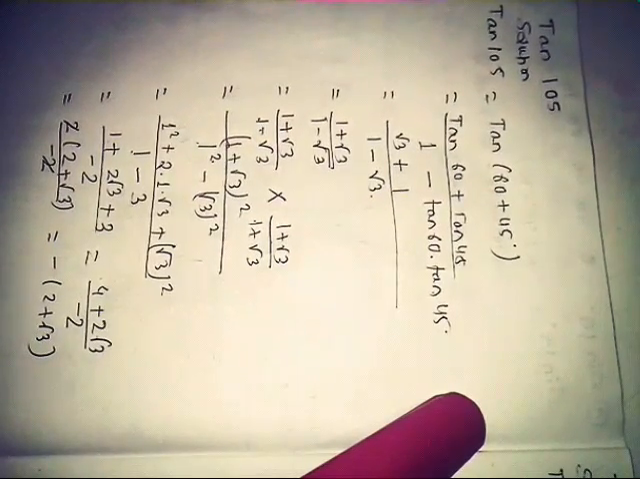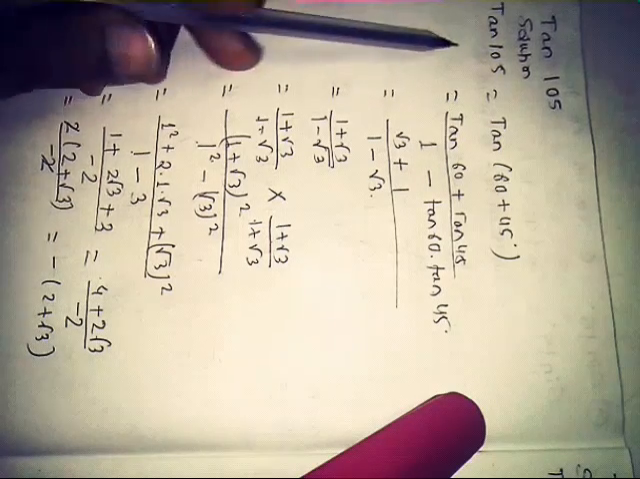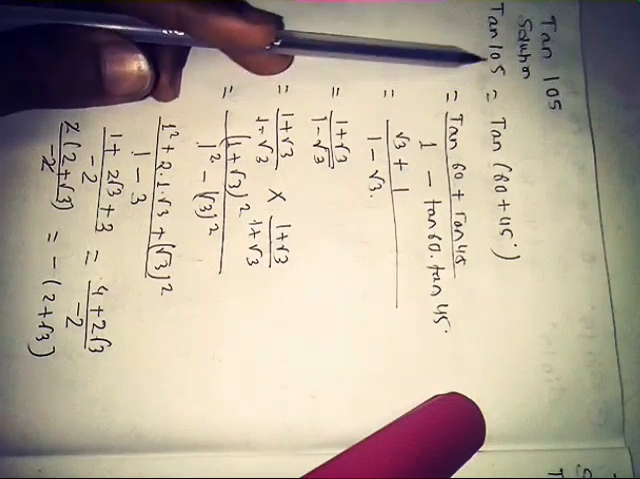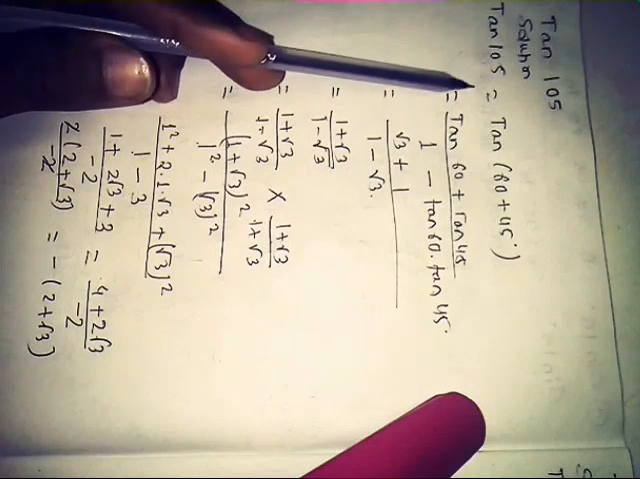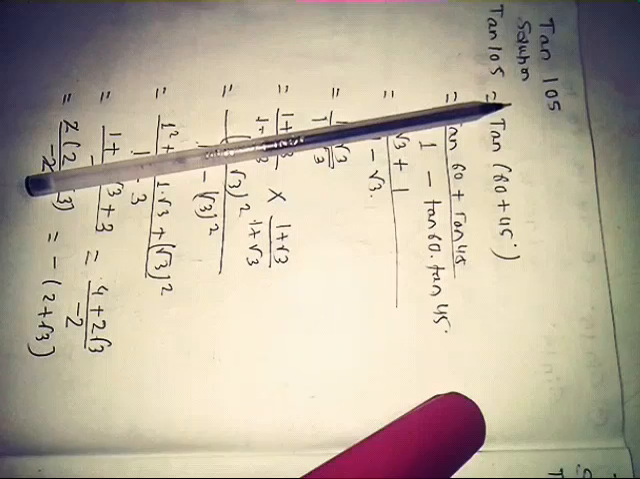Now see, the answer is negative, so it makes sense. Why? Because we have tan 105, and 105 is in the second quadrant. In the second quadrant, tan is negative, so we have got the answer.